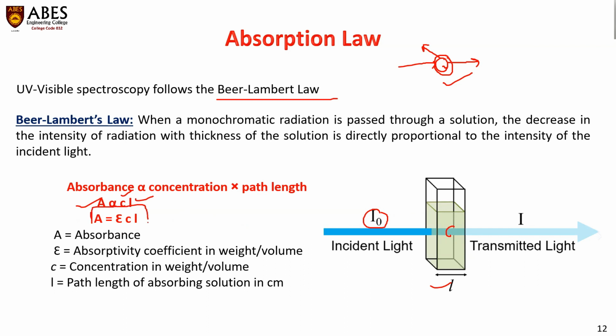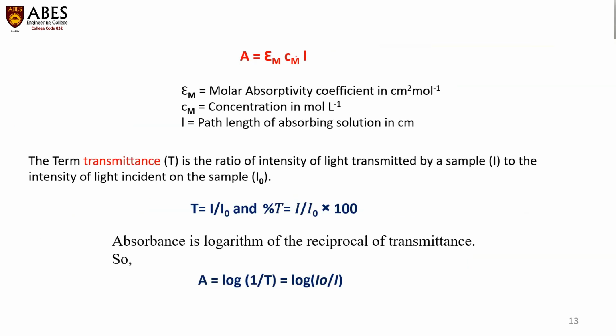So A, absorbance, equals epsilon C L. This is known as the Beer-Lambert law. A is the absorbance, epsilon is the absorptivity coefficient, C is concentration, and L is the path length of the absorbing solution. By the Beer-Lambert law, we can also calculate the molar absorptivity coefficient if we use a molar concentration. By dividing the concentration by molar mass, we can calculate the molar concentration of the sample.